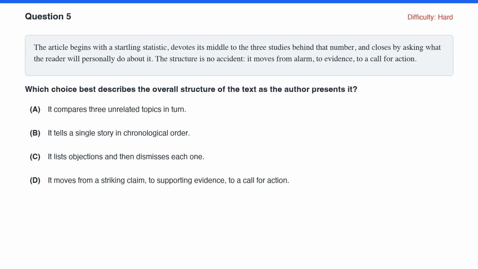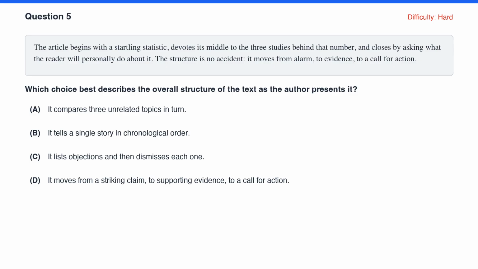Overall structure again, but look how loaded the choices are. The passage describes its own shape. It opens with a startling statistic, spends the middle on the 3 studies behind that number, and closes by asking what the reader will personally do. It even spells it out: alarm, evidence, call to action. Step 1. Name the job. Overall structure, whole text. And every choice here is a 3-part description, so I already know step 4, checking each clause, is where this is won.